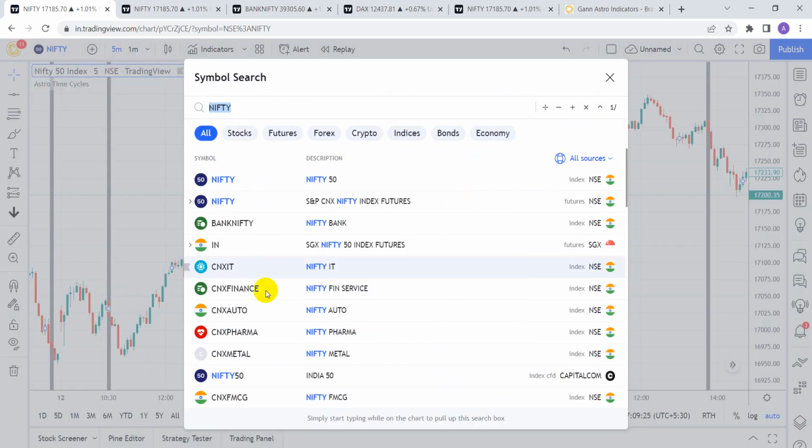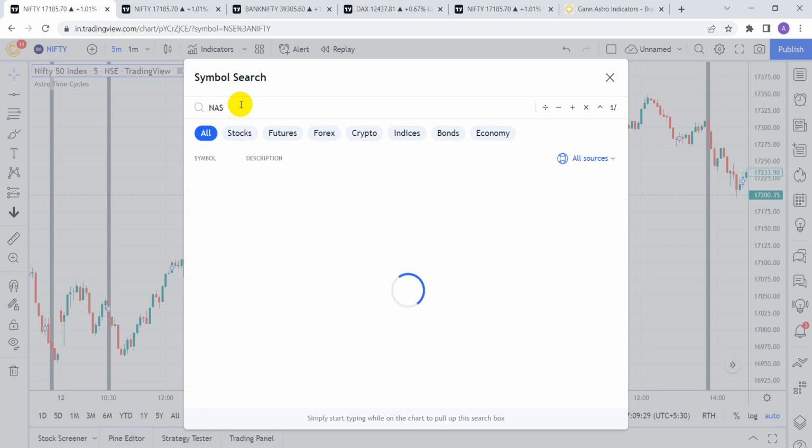Let's take some instrument like the US market. Let's take Nasdaq. That's quite volatile.